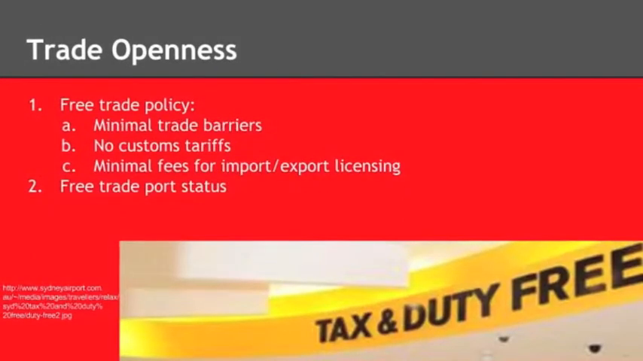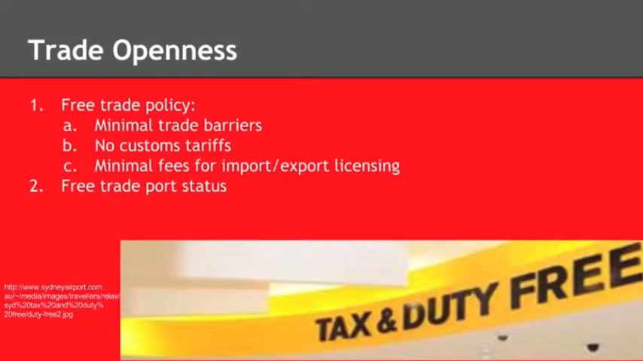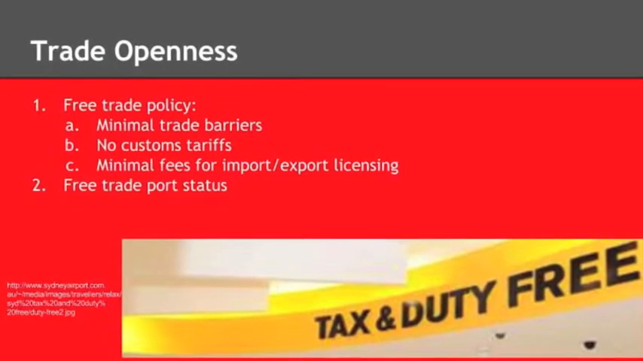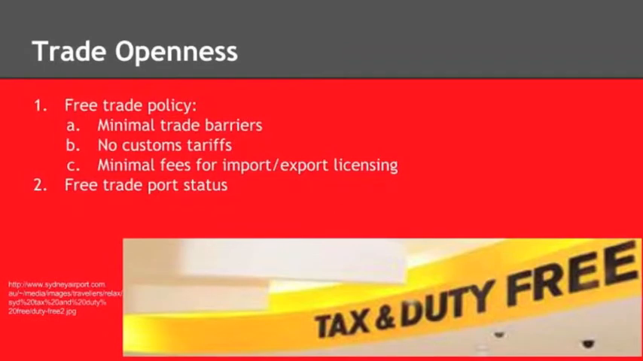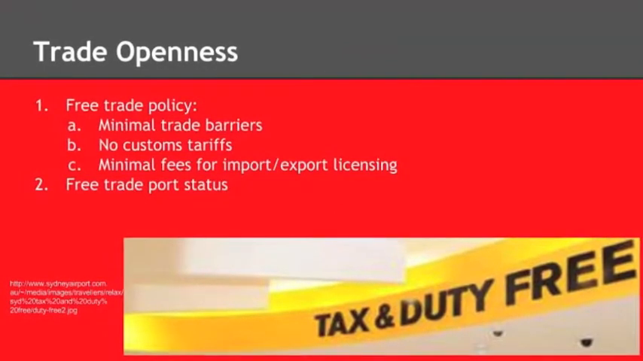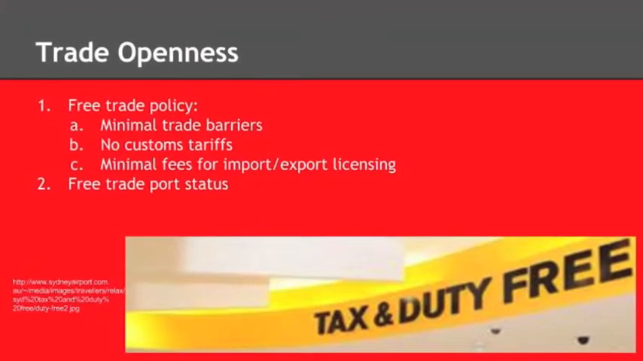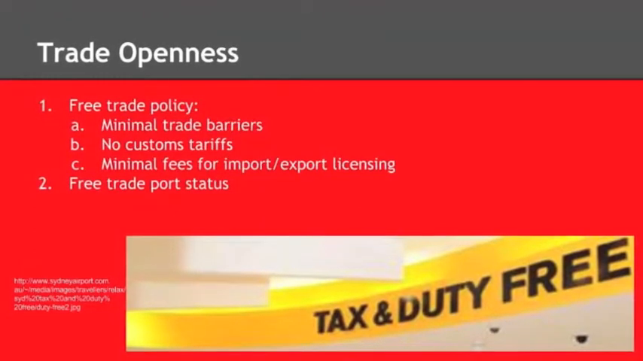Hong Kong implements a free trade policy, meaning there are hardly any trade barriers, no customs tariffs, and minimal fees for import and export licensing, as well as free trade port status. These policies are strategic in the sense that trade is a major part of their economy, and it is beneficial to make it easier for international exchanges to occur.